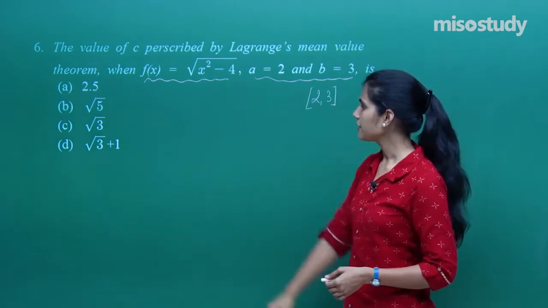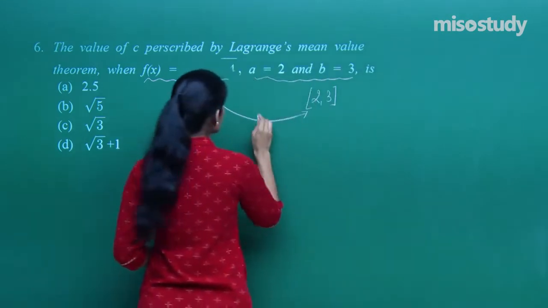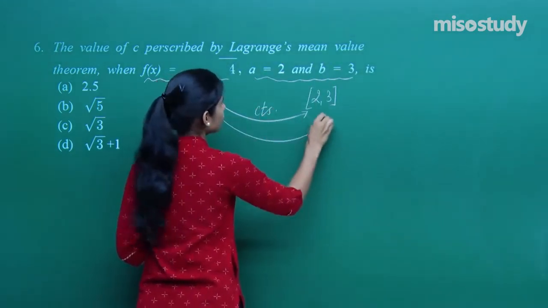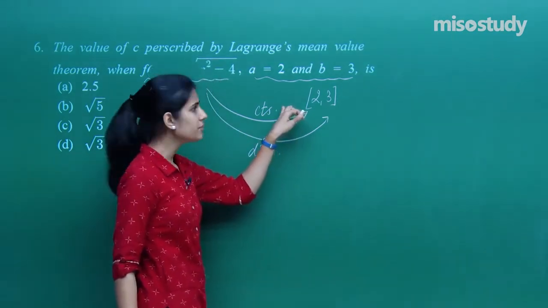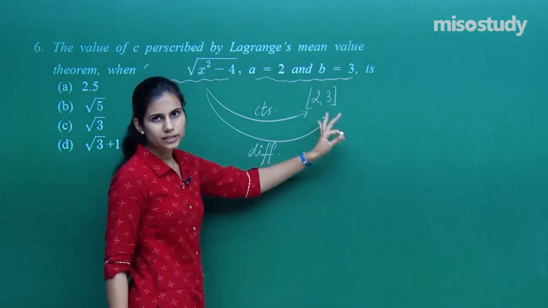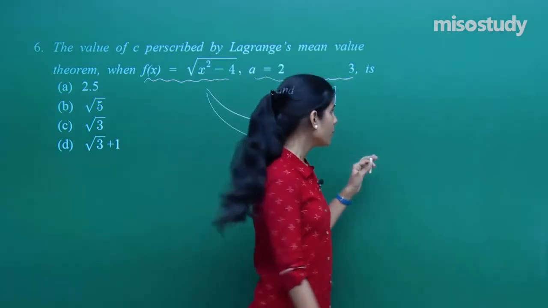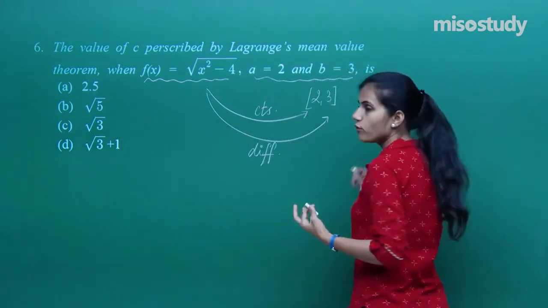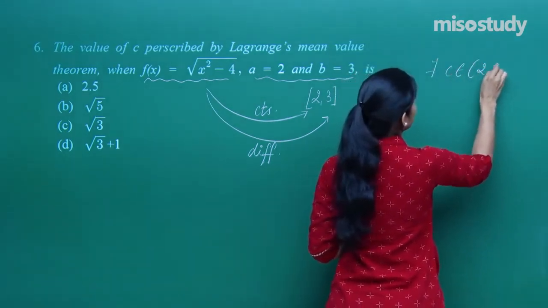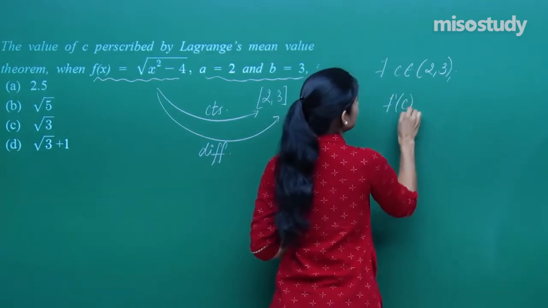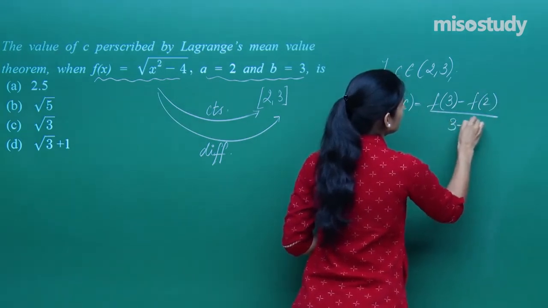Now if you talk about f of x as root over x square minus 4, you can very clearly see it is continuous and it is also differentiable on this interval. Not a problem, any problem? At 2, at 3, at any point in between 2 and 3, this function is both continuous and differentiable, right? The moment you get this, you can say that there will definitely exist a c in the open interval 2 comma 3 such that f dash c is f of b minus f of a upon b minus a.